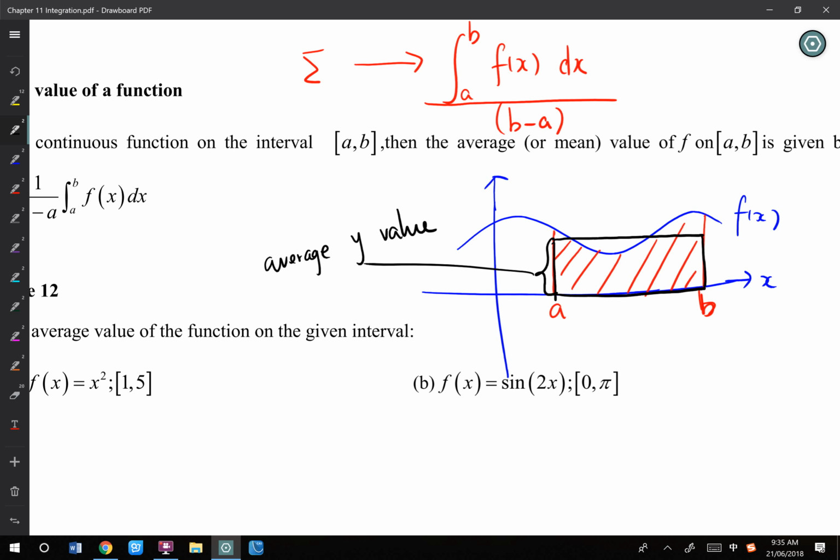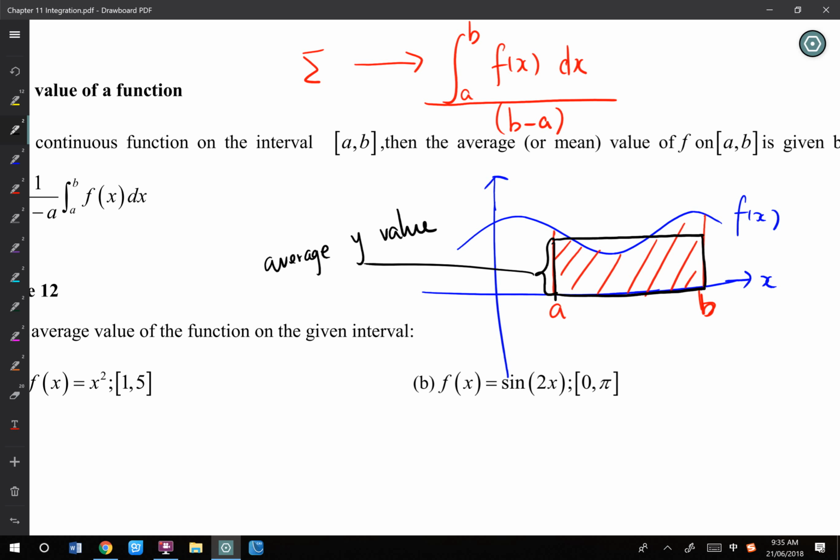I think this is a better explanation of the average y value. A varying height produces that area. Now I want a uniform height to produce the same area for me. So that is my average y value. We take the irregular shape and press it into a rectangular shape within the same width interval, which is b minus a.